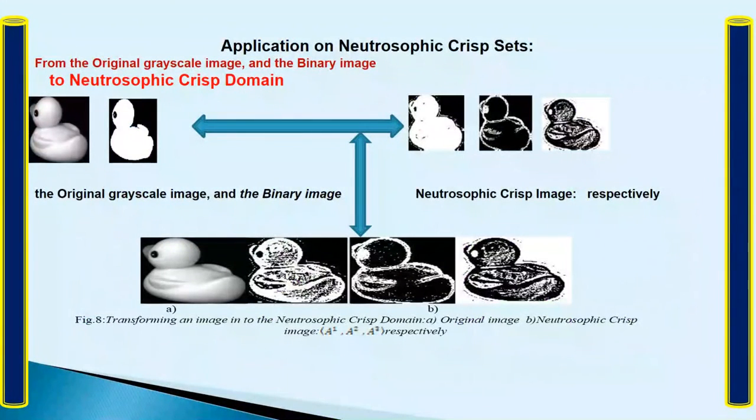Other applications on Neutrosophic crisp sets: from the original grayscale image and the binary image to the Neutrosophic crisp domain. The original grayscale image and the binary image are converted, or transformed, to the Neutrosophic domain. This is the Neutrosophic crisp image, transforming an image into the Neutrosophic crisp domain: original image, Neutrosophic crisp images A1, A2, A3. Three types of image.